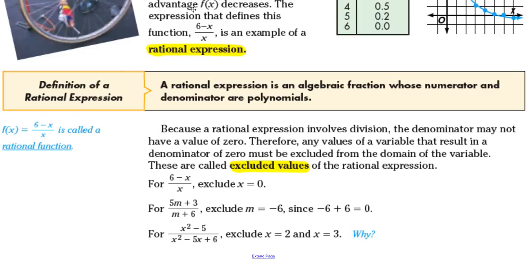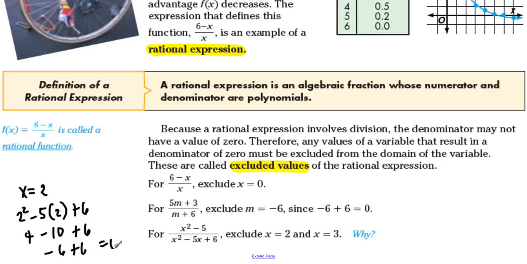So if we get our x now, okay, let's substitute that. If x is equal to 2 in this case, it should be 2 squared minus 5 times 2 plus 6. So this would be 4 minus 10 plus 6. We have negative 6 plus 6, which is equal to 0. And that's the reason why 2 is excluded. And that's the same thing with 3.